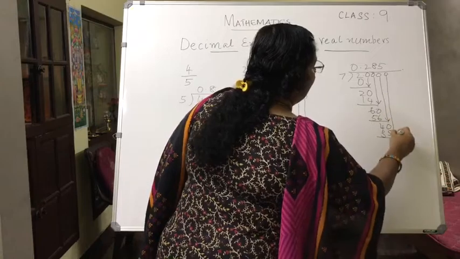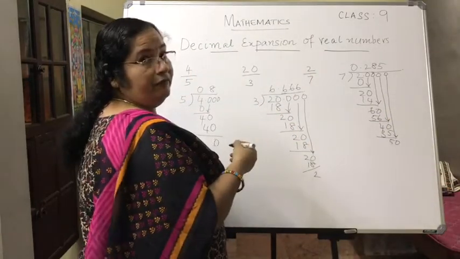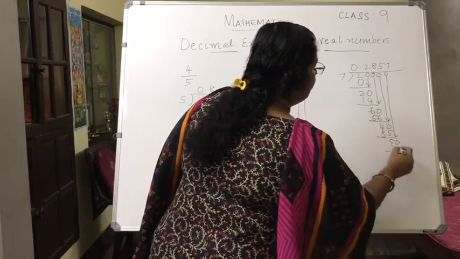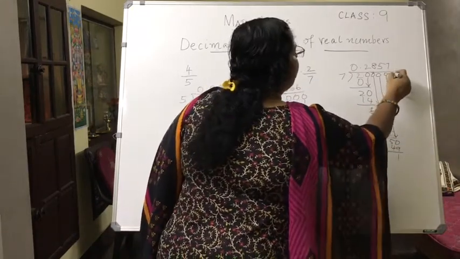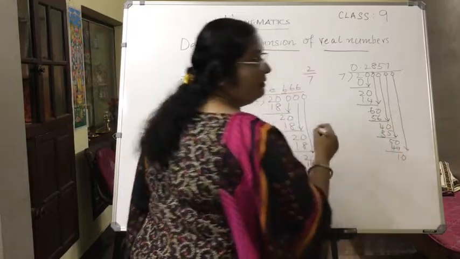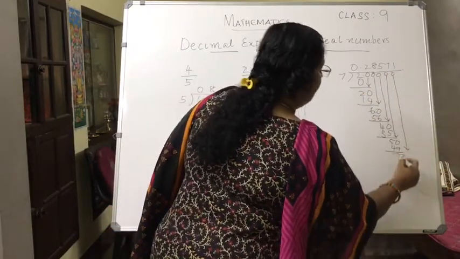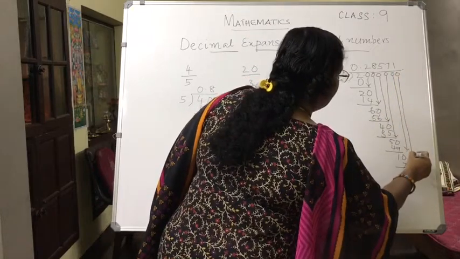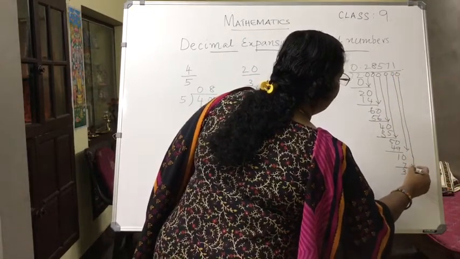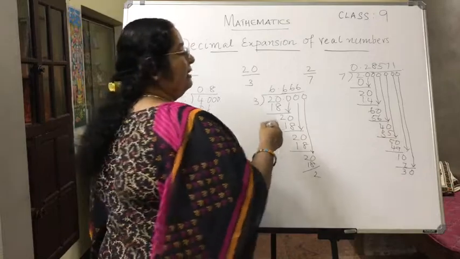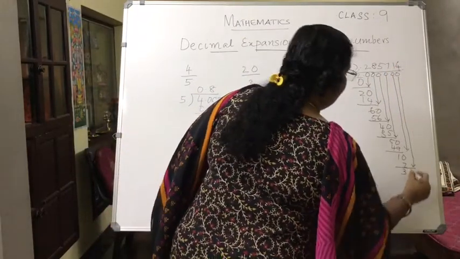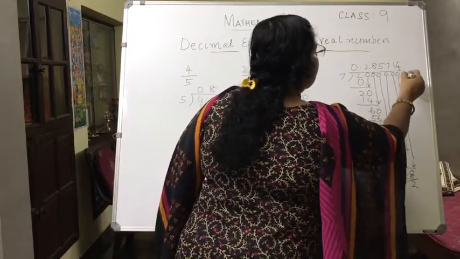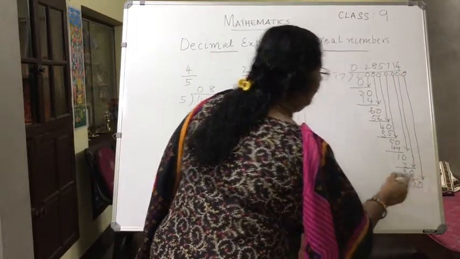Again the next 0, bring it down, 50. 7 in 50 how many times? 7 7s are 49, a balance of 1. Next 0, bring it down, 10. 7 1s are 7, a balance of 3. Again bring the 0 down, 30. 7 in 30 how many times? 7 4s are 28, a balance of 2.